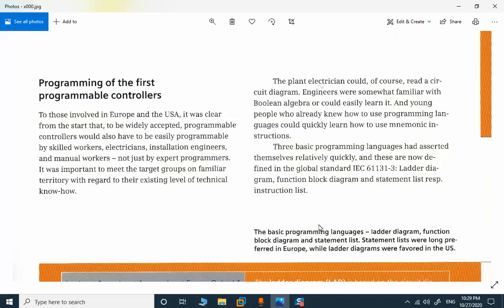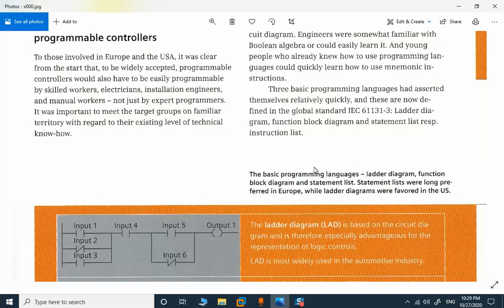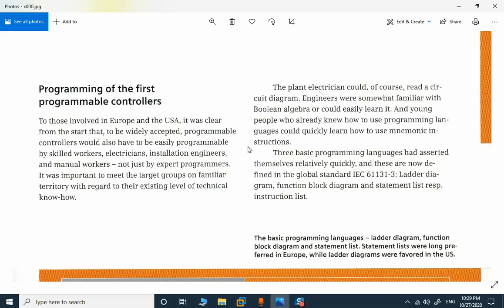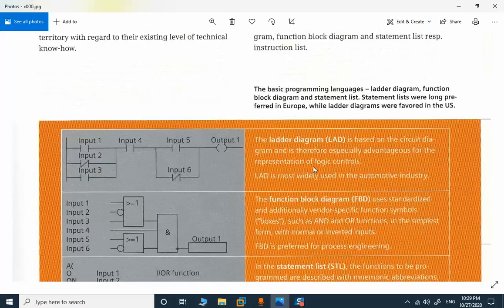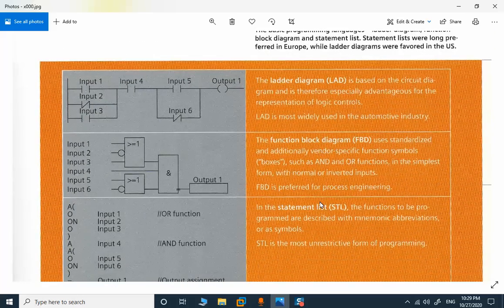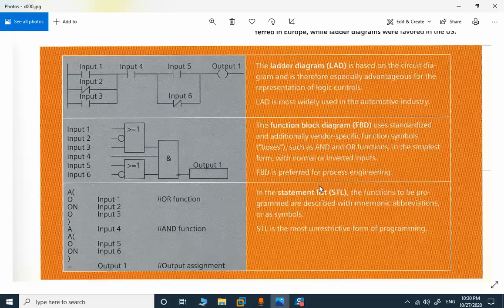This is the history of the programming languages. When manufacturers introduced the PLCs, they needed to create languages so that people who work in industry could make themselves familiar quickly with the new technology.